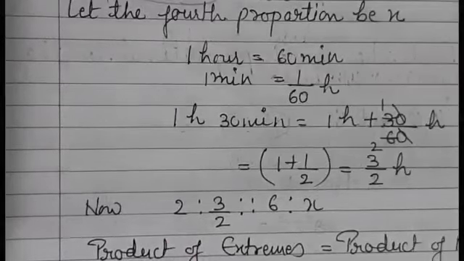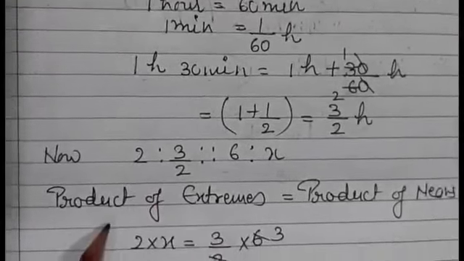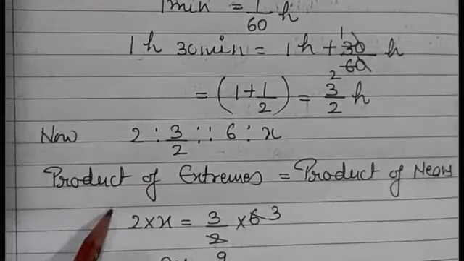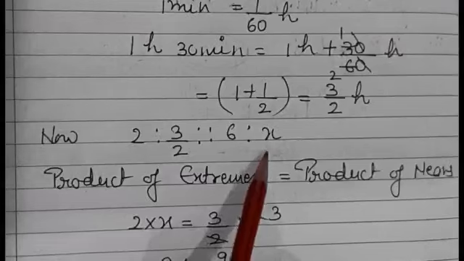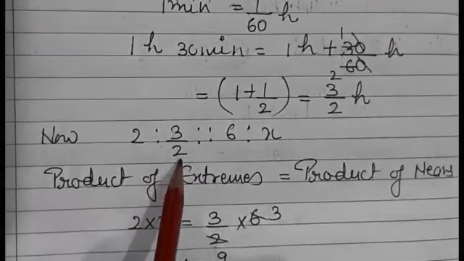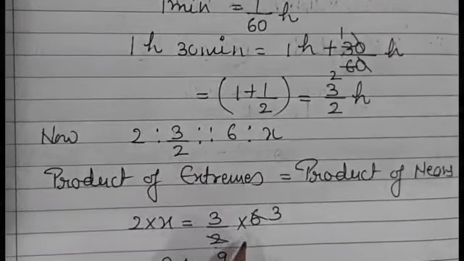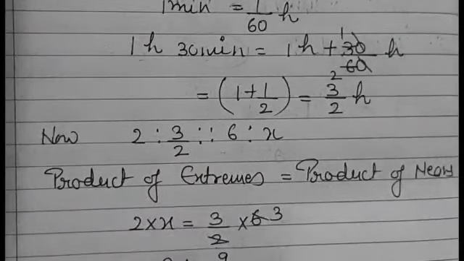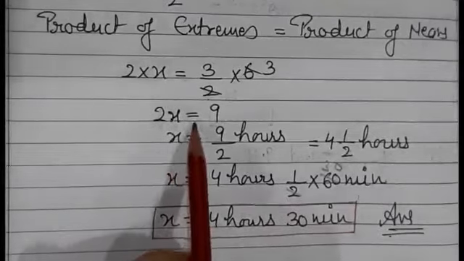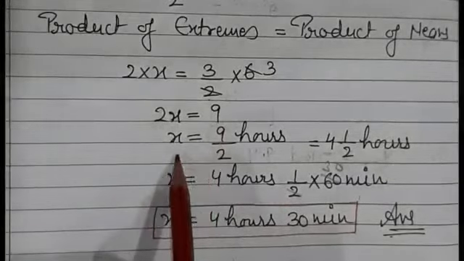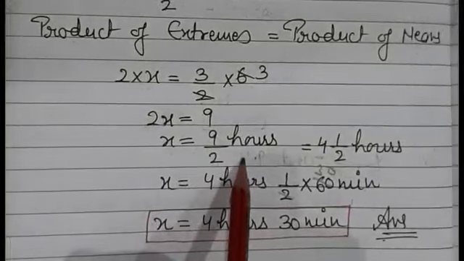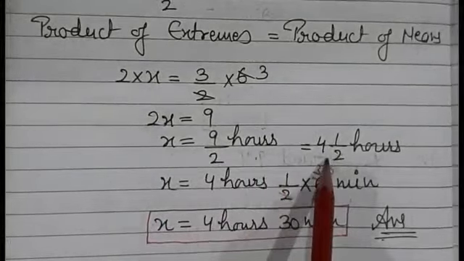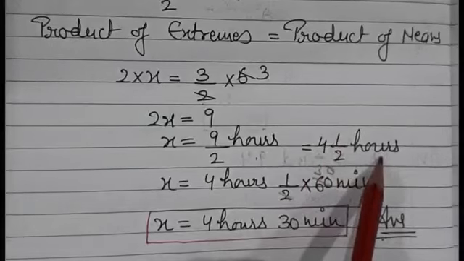So using product of extremes is equal to product of means, calculate 2 into x is equal to 3 by 2 into 6. When we simplify, 2 ones are 2, 2 threes are 6. 2x is equal to 9. Value of x is 9 by 2 hours. Convert into mixed fraction, 4 whole 1 upon 2 hours.